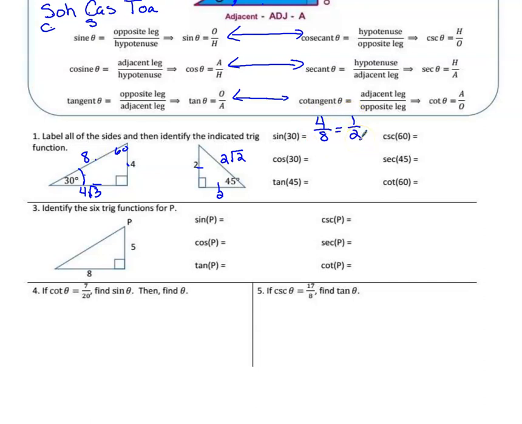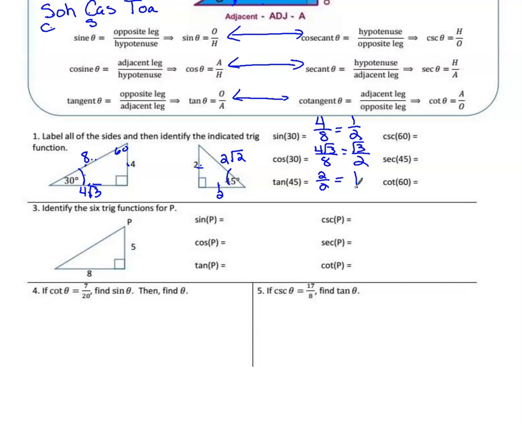Cosine of 30 is adjacent over hypotenuse, so that would be 4 square root of 3 over hypotenuse, which was 8, and that reduces to, 4 goes into 8, just a square root of 3 in the numerator and 2 in the denominator. And tangent of 45, well, it doesn't matter, they're both 45, but tangent is opposite over adjacent. Tangent will be 2 divided by 2. Tangent of a 45-degree angle will always be 1.